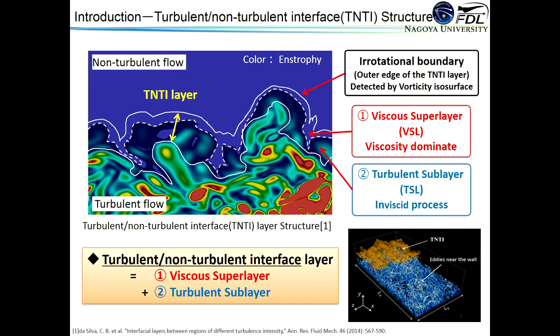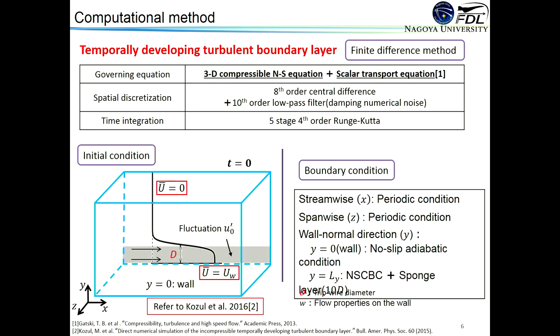Before I talk about my research, I would like to introduce the structure of the turbulent/non-turbulent interface. As shown in this figure, this is the TNTI layer, and the outer edge of this layer is called the irrotational boundary, which is detected by a vorticity isosurface in this study. This layer contains two layers: the viscous superlayer, which is dominated by viscosity, and another one, the turbulent sublayer.